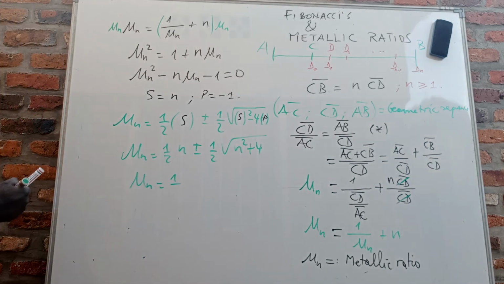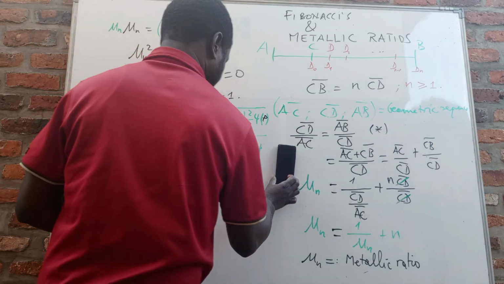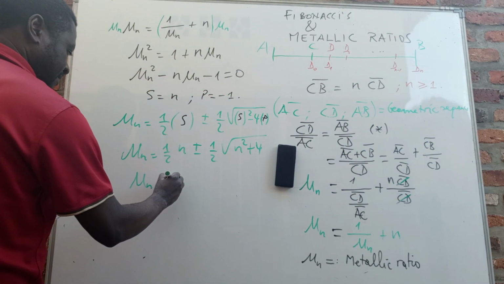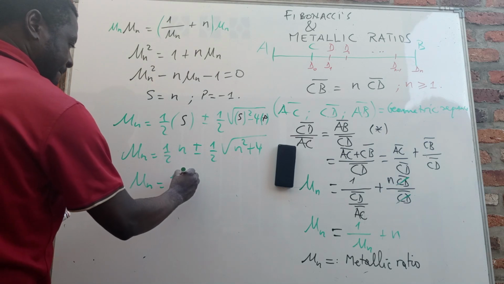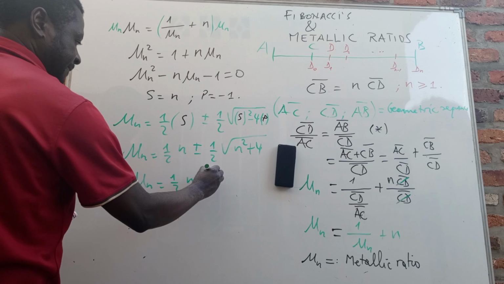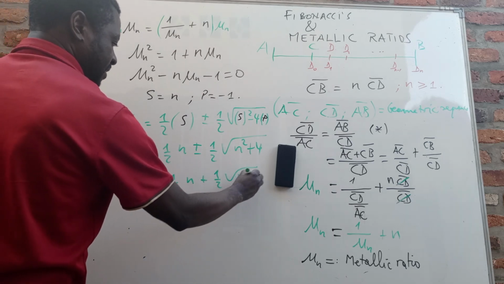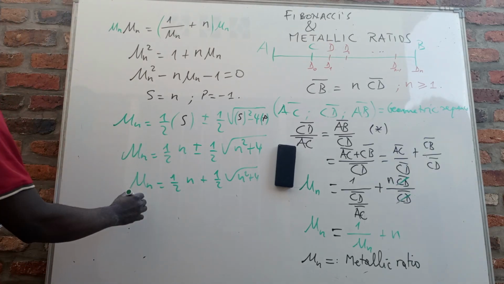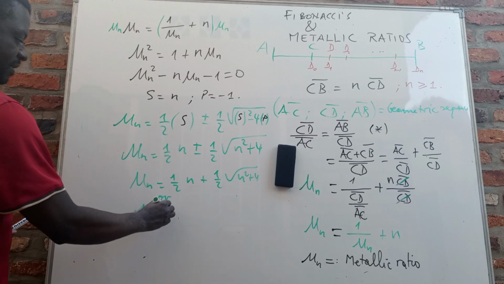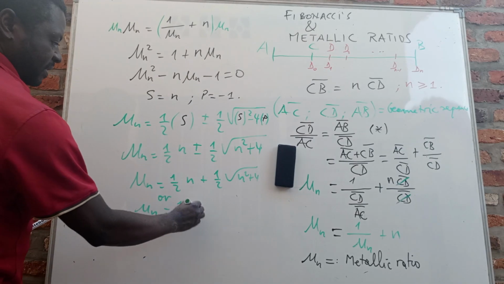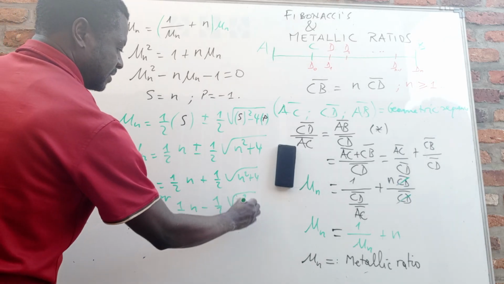So one of them is half n plus half of square root of n square plus 4. So another possibility, mu n is half of n minus half of square root of n square plus 4.